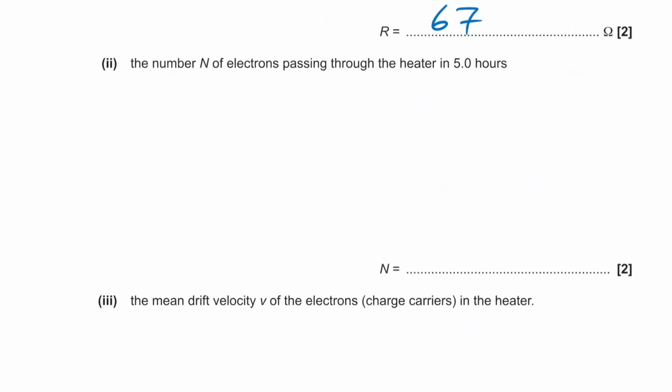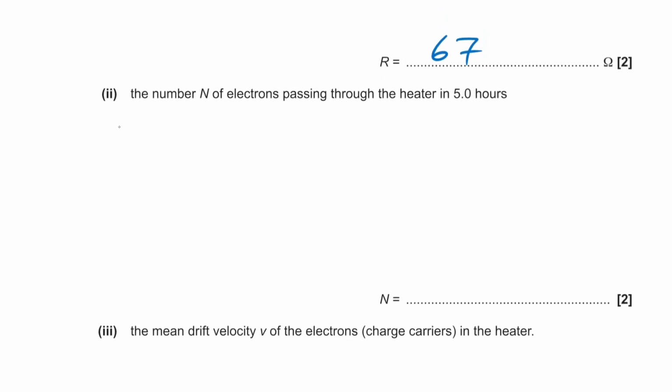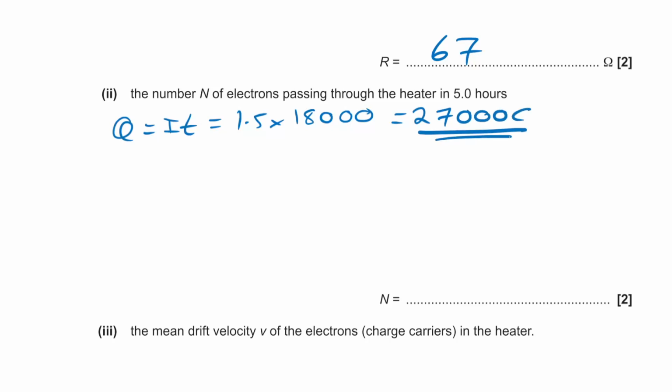Calculate the number N of electrons passing through the heater in 5 hours. Okay, so we know that Q is equal to IT. So that's going to be our 1.5 times our 18,000. So that's going to be 27,000 coulombs of charge. Okay. And we're looking for the number of electrons. Easy. And so therefore, number of electrons, N.